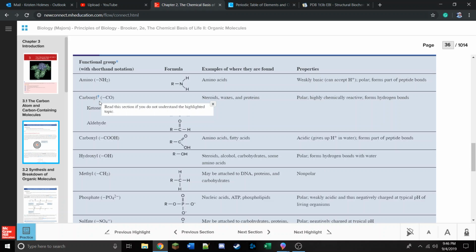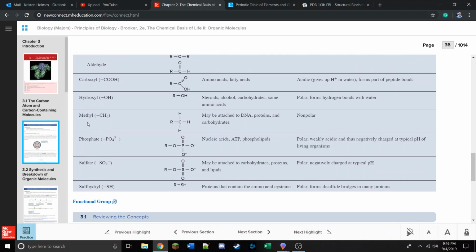So, carbonyl is really reactive and helps form hydrogen bonds. It has these two little things here, ketone and aldehyde, which are very similar except this one has an H, this one has an R. And that's enough to change it. You find those in steroids, waxes, proteins, etc. Those are also later.